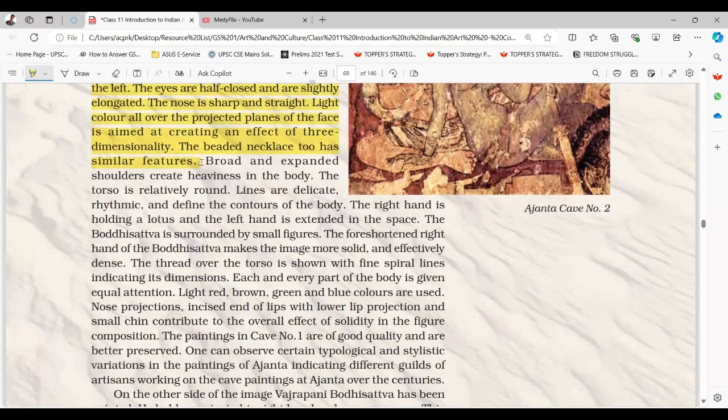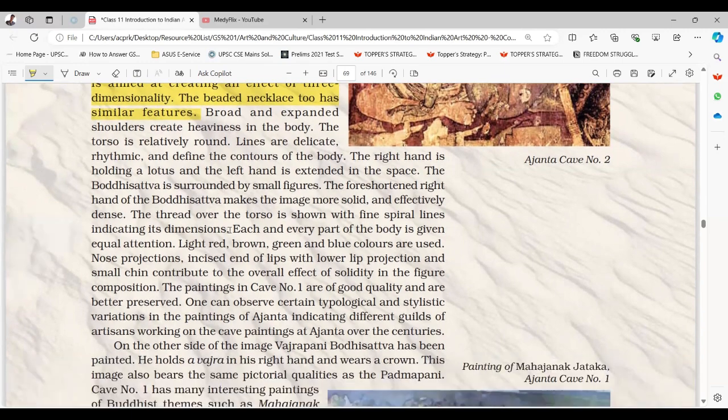Broad and expanded shoulders create heaviness in the body. The torso is relatively round. Lines are delicate, rhythmic, and define the contours of the body. The right hand is holding a lotus, and the left hand is extended in the space. The Bodhisattva is surrounded by small figures. The foreshortened right hand of the Bodhisattva makes the image more solid and effectively dense. The thread over the torso is shown with fine spiral lines, indicating its dimensions.